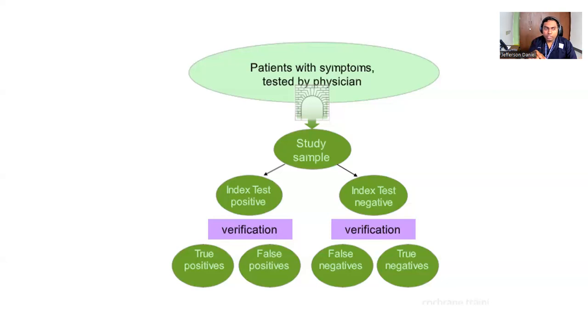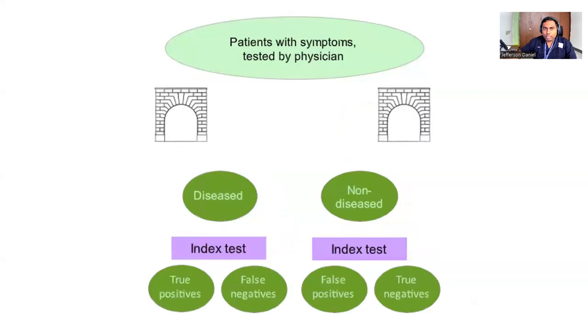That is the study sample, and you put the index test on them. Let's say GeneXpert, and they're either positive or negative. Then you verify, then you calculate true positive, true negative, false positive, false negative. This is the standard study design. Now there may be some studies which do it a little differently. They may have two gates. What do you mean by two gates? There are two entry criteria.